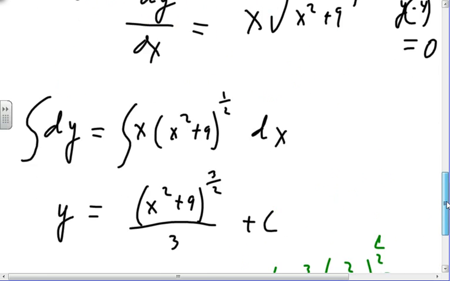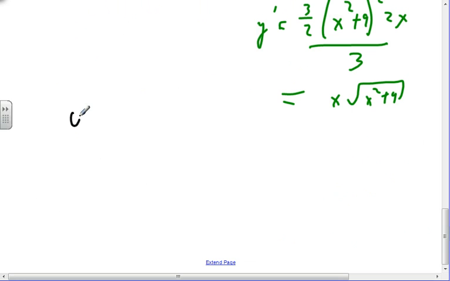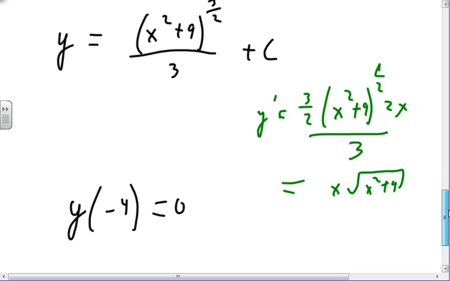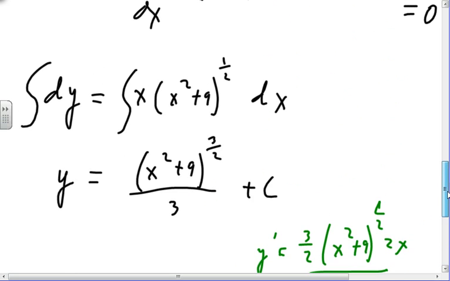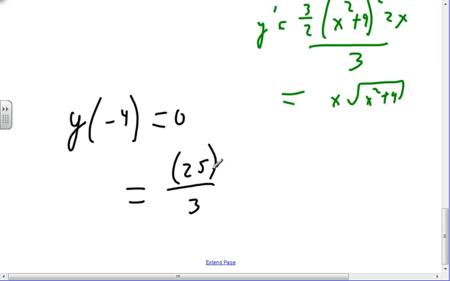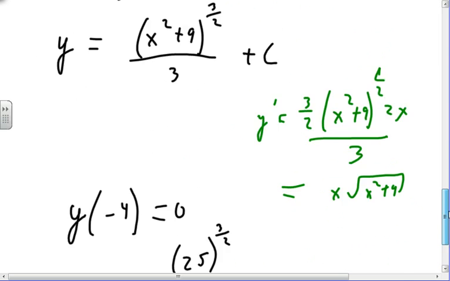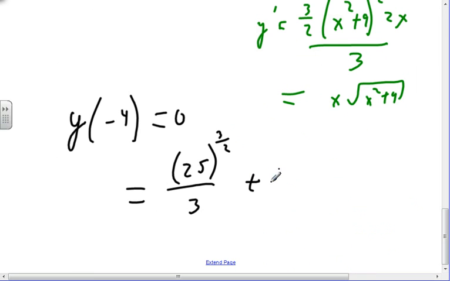Did I even write down the initial condition? Yeah, I did. So y at minus 4 is supposed to be 0. Okay, so I come back up and plug in minus 4. Minus 4 squared is 25, and 25 raised to the 3/2, over 3, plus c is supposed to be 0.